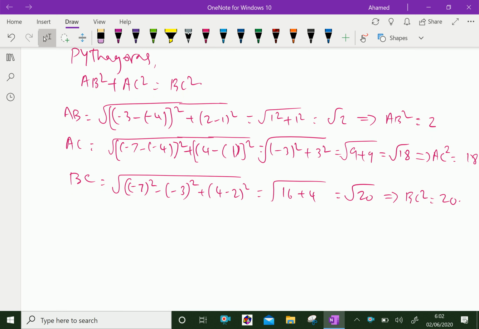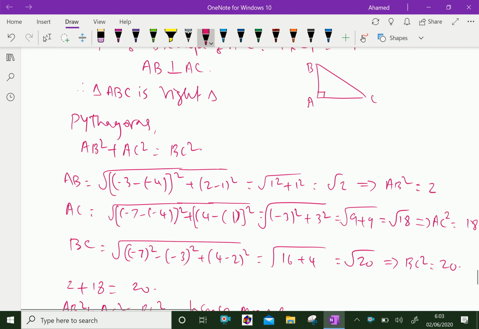Now by Pythagoras theorem we can say AB square is 2 plus AC square is 18 equal 20. Therefore we can say it is proved. AB square plus AC square equal BC square. Hence proved.